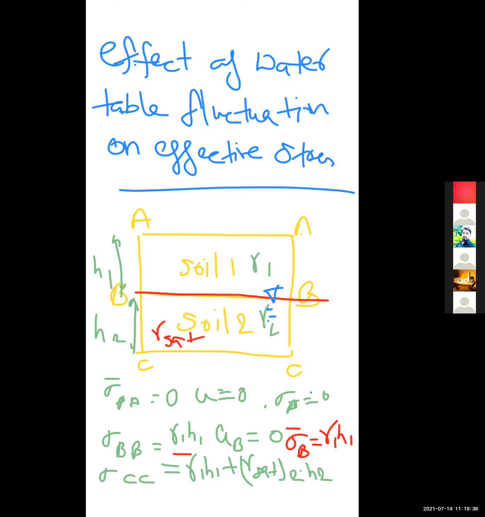Now what is the value of pore water pressure at CC level? Is there any pore water pressure at CC? Yes, the unit weight of water into H2 height, that is gamma W into H2. Pore water pressure equals gamma W into H2. So now we can write here pore water pressure at CC equals gamma W into H2 height.